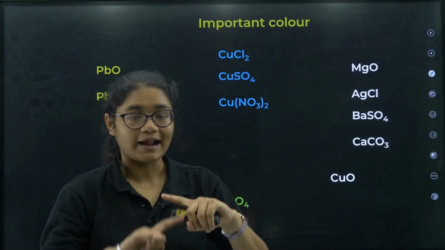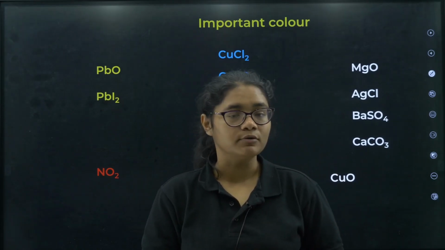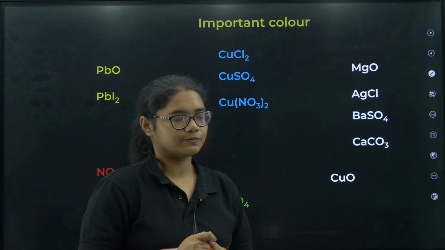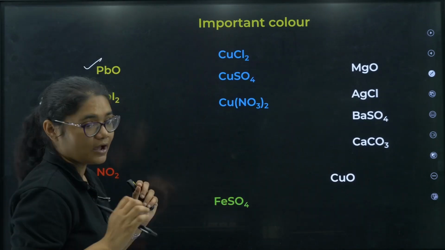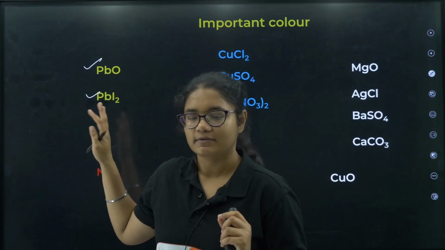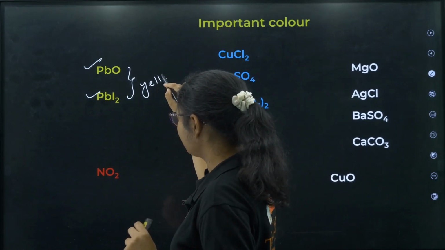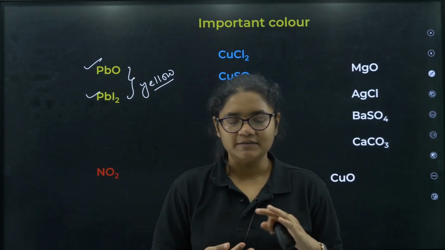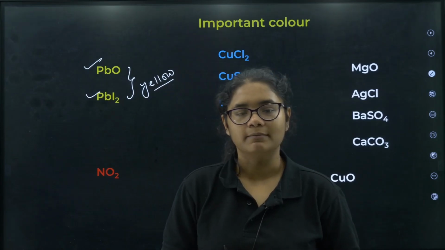Then I told you that at the end I will be giving you some very important colors of the compounds which are repeatedly asked in your exam. So let us look at them first. I have given in the set these two, lead oxide and lead iodide, which are yellow in color. Whenever a question comes, a yellow precipitate is formed, or a yellow solution is formed, always remember it can be of lead.